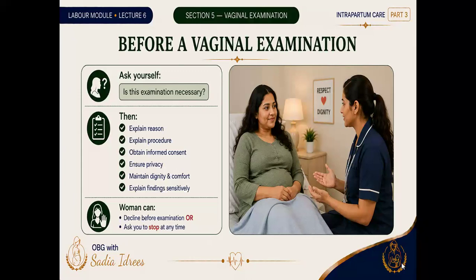So now, before a vaginal examination, ask yourself a simple question. Is the examination necessary? This question should come before every vaginal examination in labor. If it is necessary, explain why you are recommending it and what the examination involves. Obtain informed consent, ensure privacy, and maintain the woman's dignity and comfort throughout the examination. And afterward, explain your findings sensitively and clearly.